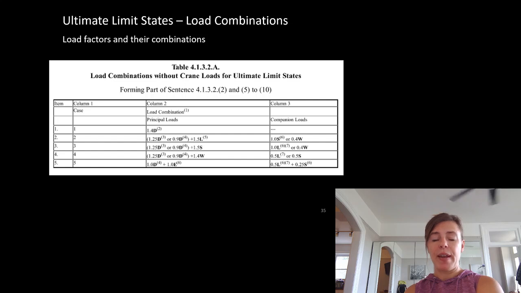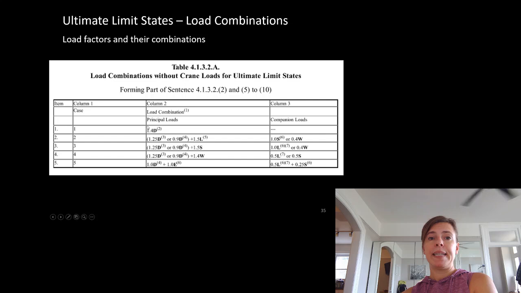Often it doesn't govern. It might govern if dead load is really, really high. We still have to check it, but it often doesn't tend to govern. It might govern for contractors doing their component of the work or their scope when it's just dead load on the site.